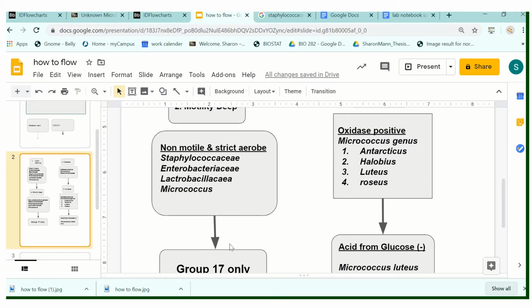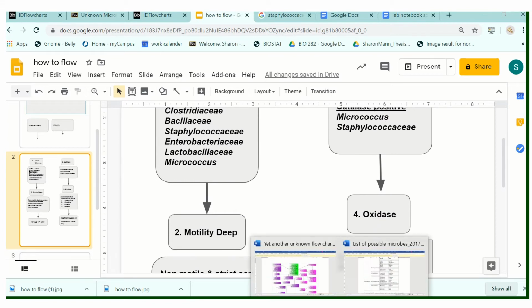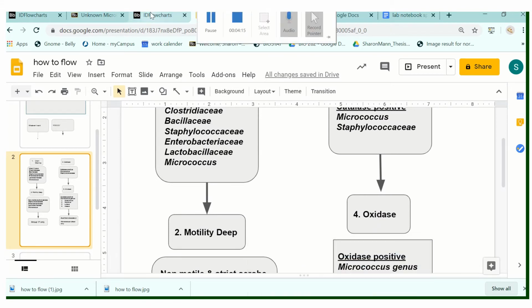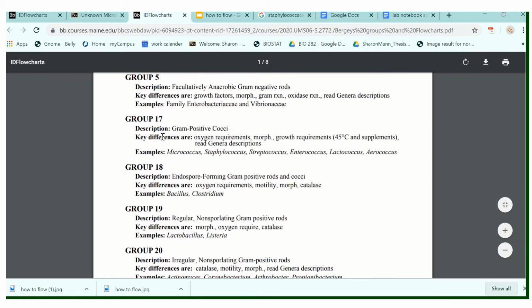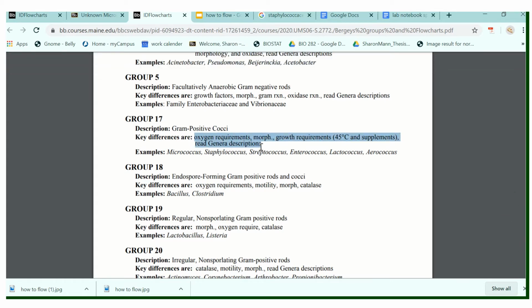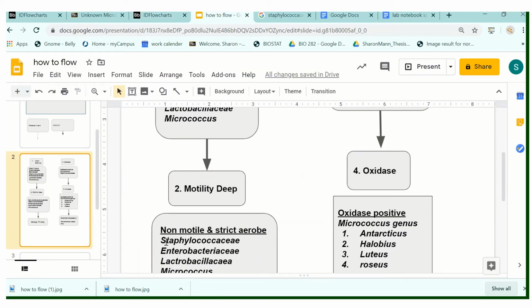So I went through the list of everything listed here. Referring to my Bergey's manual again, I can see that in group 17 there are oxygen requirements, which means that it needs oxygen, and there's nothing listed about motility. Whereas group 18 has oxygen requirements and it's also motile. So my results again were that mine were not motile and they were strict aerobes.